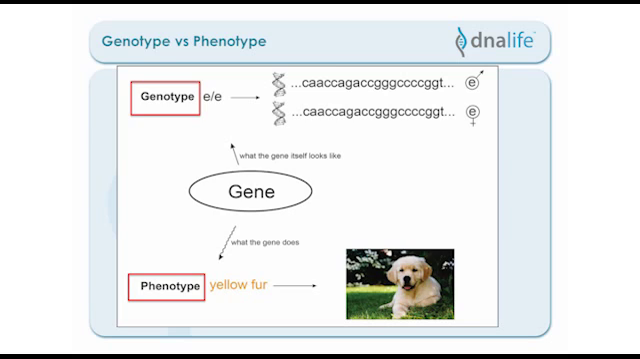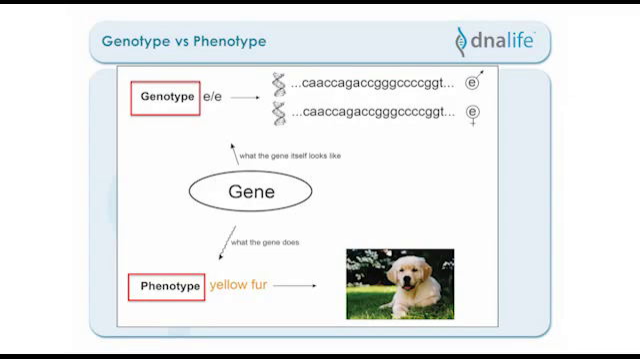The phenotype is what we see when we look at the dog. In this case, we've got a Labrador with its fluffy yellow fur, and that fur is as a result of the genes that it carries. If we were to change some of the letters in that dog's DNA, we would then get a chocolate-colored Labrador. And that would be changing the genotype, resulting in a change of phenotype.